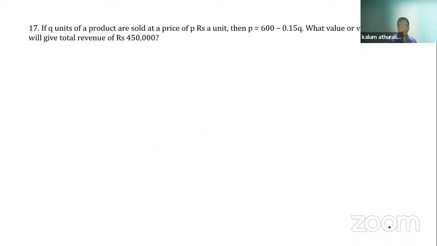17. If Q units are produced, units of product are sold at price P.